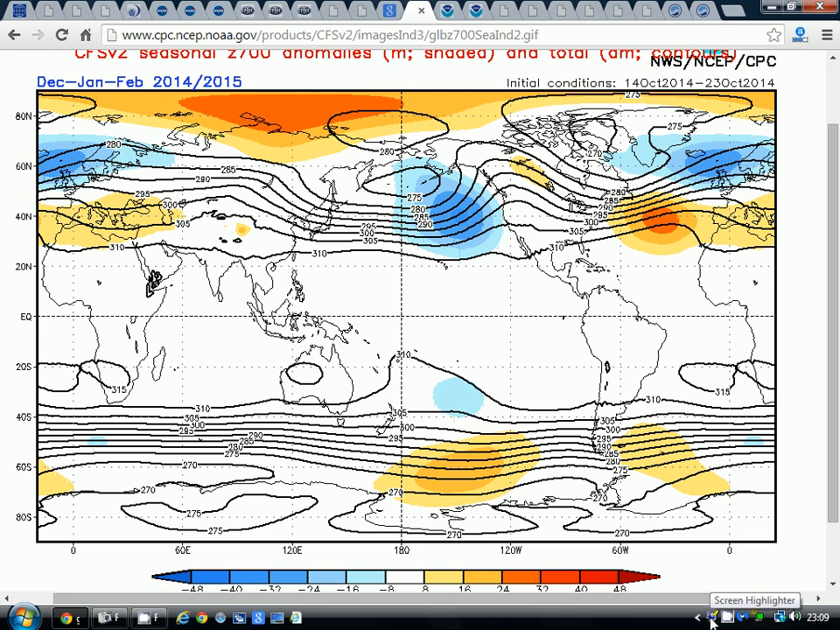CFS V2 next, another product from NOAA in the United States. This is model based, and look what the CFS V2 is seeing for the 700 millibar height anomaly for December to February. Trough of low pressure to the north, a ridge of high pressure in the central part of the Atlantic. The jet stream runs through like that. So again, it's back to the pattern that we were seeing through the earlier models, a mild winter being signalled here and unsettled as well.